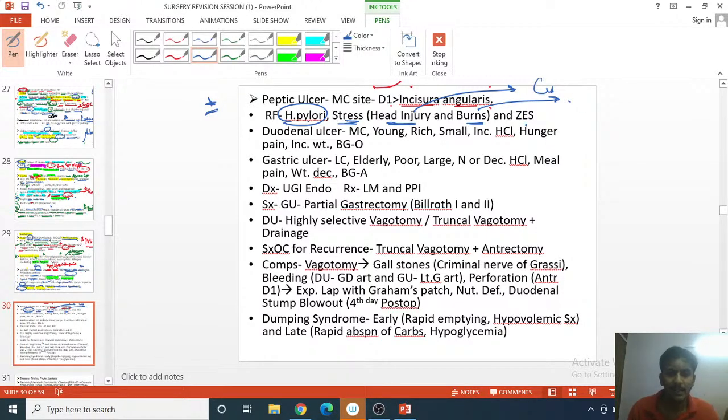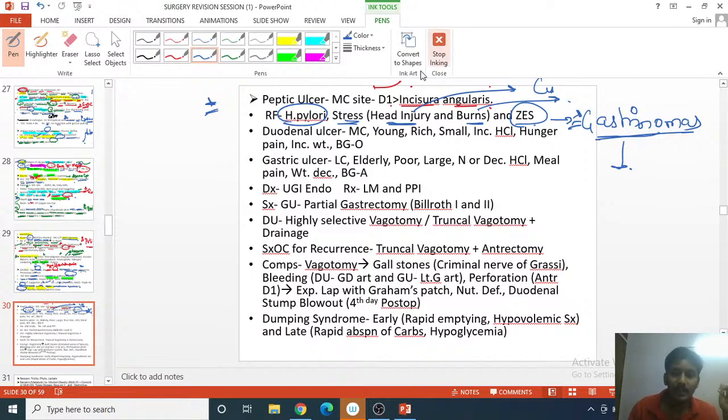And lastly the last risk factor is your Zollinger-Ellison syndrome. Zollinger-Ellison syndrome में क्या होता है? There are gastrinomas. Okay, there are tumors of the gastrin secreting cells. G cells जो होते हैं उनके ट्यूमर बन जाते हैं. So there are gastrinomas in Zollinger-Ellison syndrome. And ये कौन से ट्रायंगल में होता है ये भी बता दो.